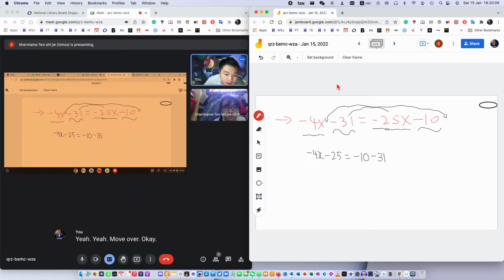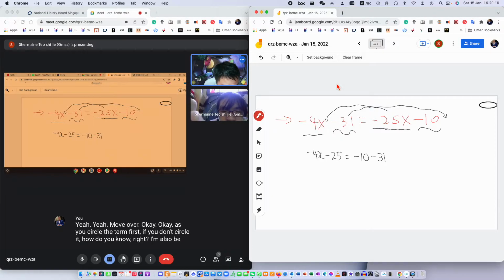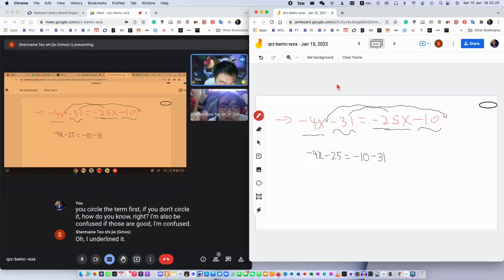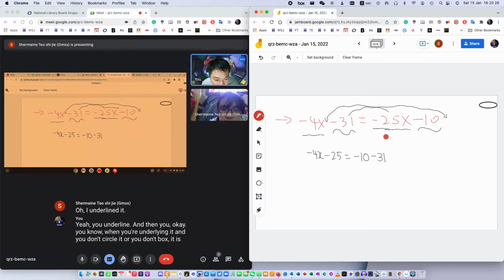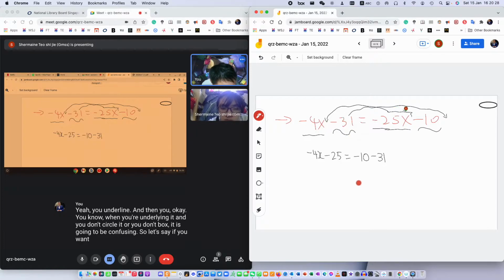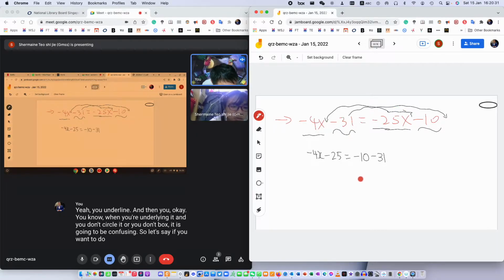Let me see. I asked you to circle the term first. If you don't circle it, how do you know, right? I'm also a bit confused. You underline, and when you underline it and don't circle it or box it, it's going to be confusing. Which one do you want to move?